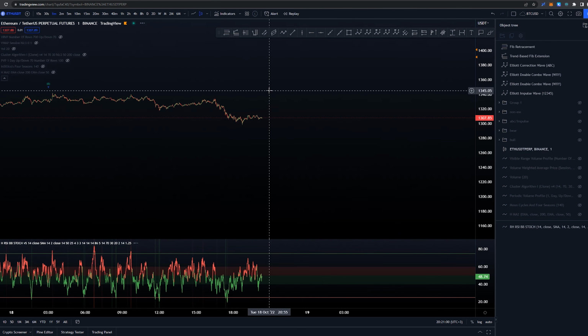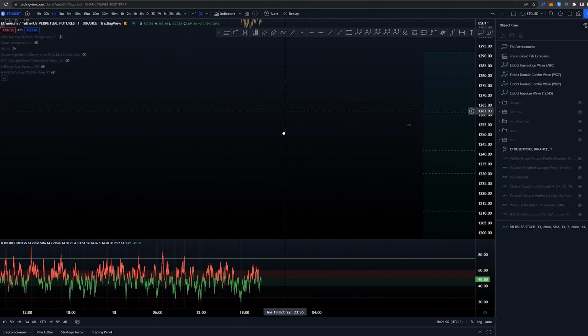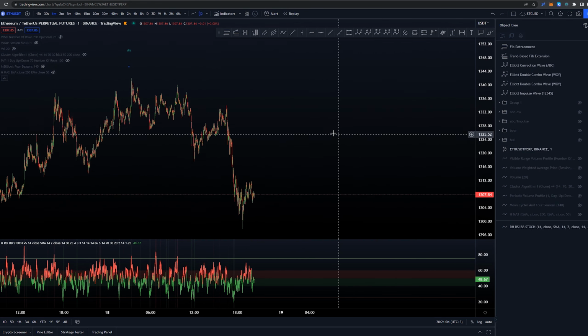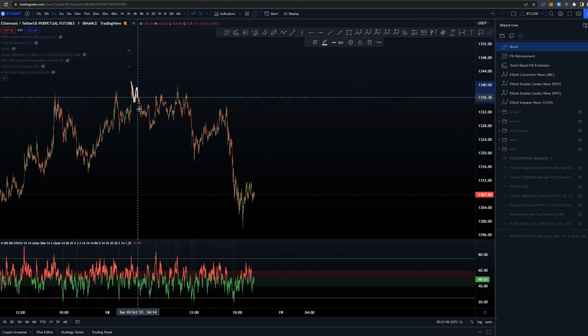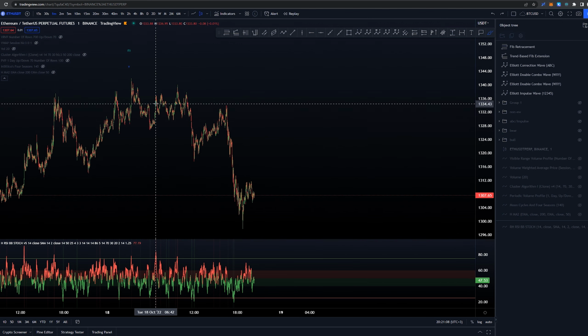Now, if we are just looking at the very small time frames, so we can get some kind of confluence here, definitely looking 5 wave-ish. Do we have overlap?